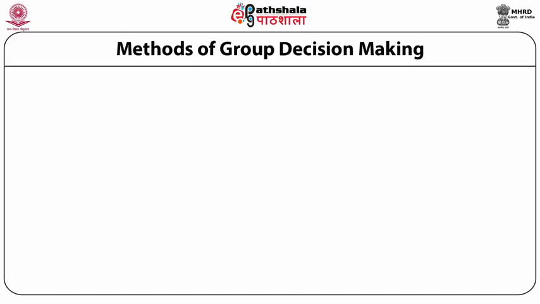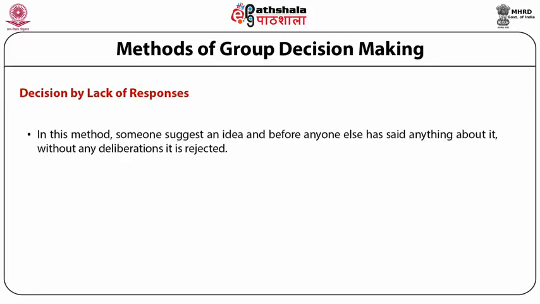Let's look into the different methods of group decision making, and I'm sure this is going to be quite interesting. Now, decisions can be made by various methods, and let us discuss them one by one. The most prominent method which is used for taking decisions, or to be more specific, group decision making, is decision by lack of responses. Now, as the name suggests, in this method, someone suggests an idea, and before anyone else has said anything about it, without any deliberations, the idea is rejected.